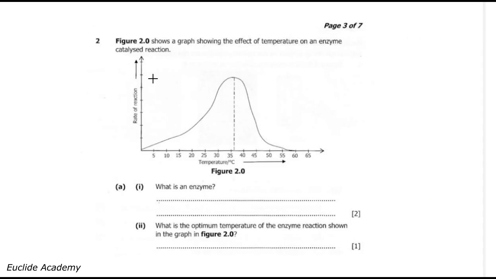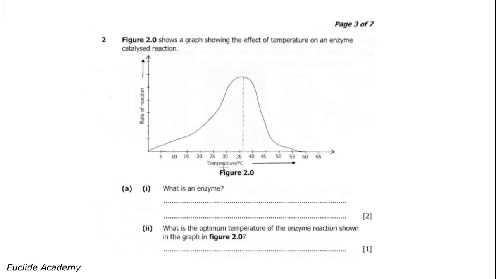Question number 2, figure 2.0. So I've got this graph right here, figure 2.0, rate of reaction. Here the y-axis shows rate of reaction, and the x-axis shows the temperature in degrees Celsius. You can see when the temperature is 5, the rate is here. When the temperature is 20, it goes up here. When it's 30, it goes up there. When it's 35, it goes up there. And when it's 40, it starts dropping, 45, like that.